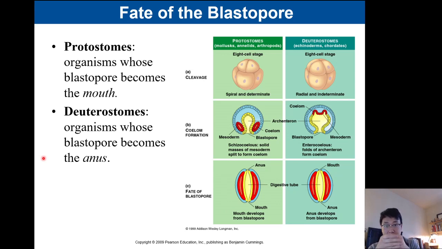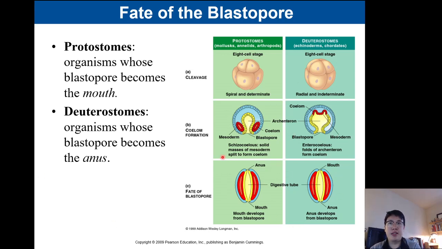So right when that pore forms, as the archenteron is going towards the animal pole, that's the vegetal pole that has that little anus forming, that could eventually become a mouth or an anus. And if it becomes a mouth, that's a protostome. If it becomes an anus, that's a deuterostome. Okay?